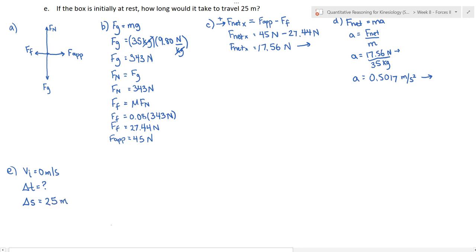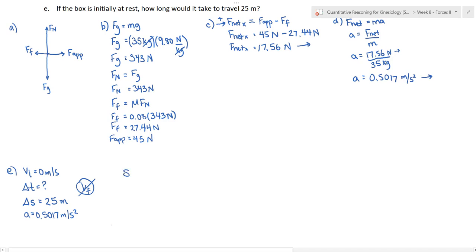Remember that in all the kinematic equations that we have, they all require acceleration. That's why we had to complete part D to find acceleration first in order to get to part E. Okay, so the acceleration from part D was 0.5017 meters per second squared. So now we should have enough information to use a kinematic equation to solve for delta t. We first have to decide which equation to use. So what is the one variable that's not listed here that we're not trying to find and we don't know? It's v final. Okay, so v final is the one variable that we don't know and we don't care to know.